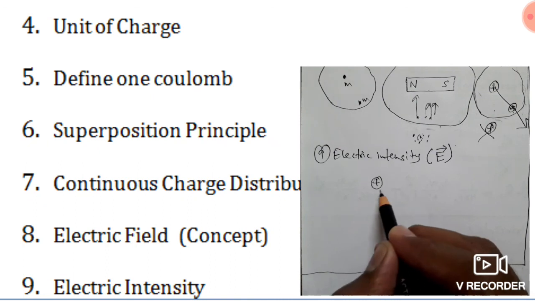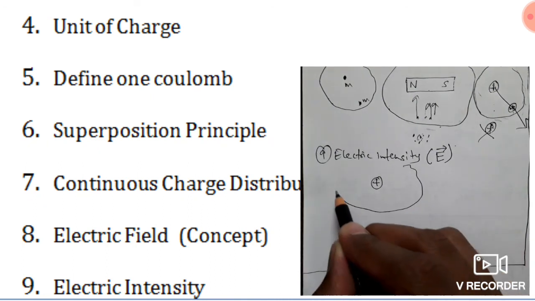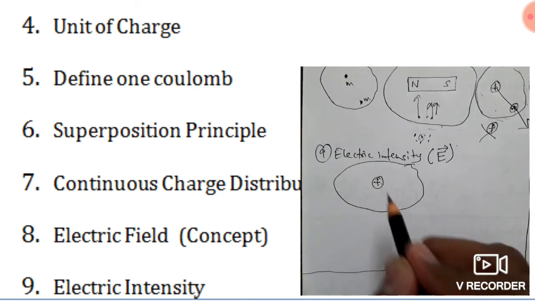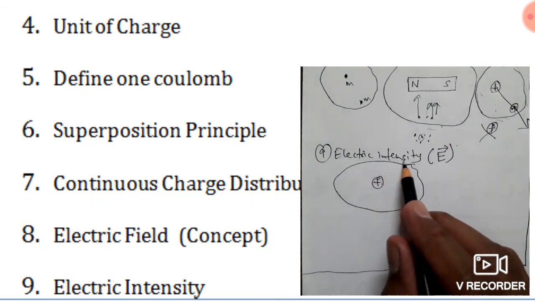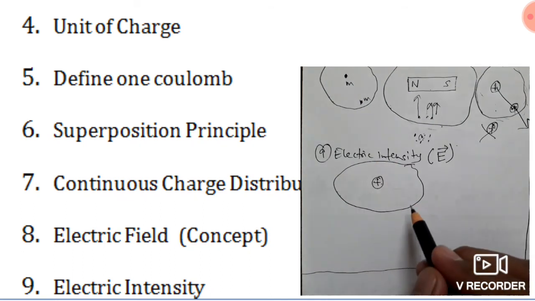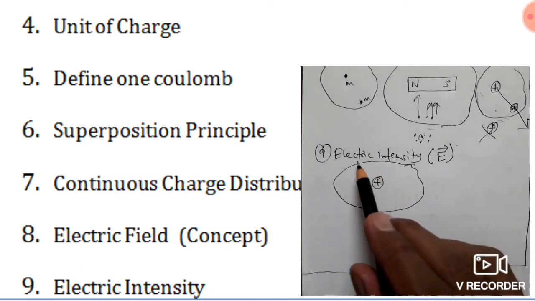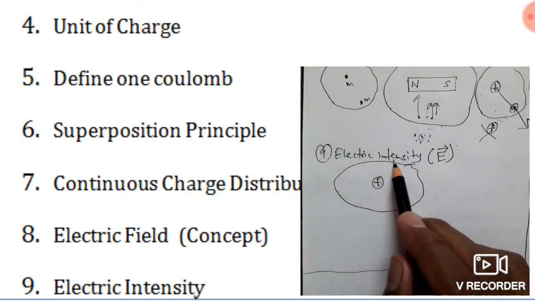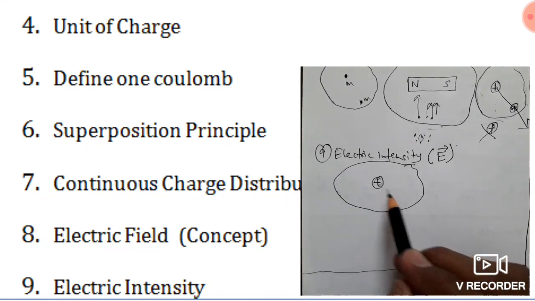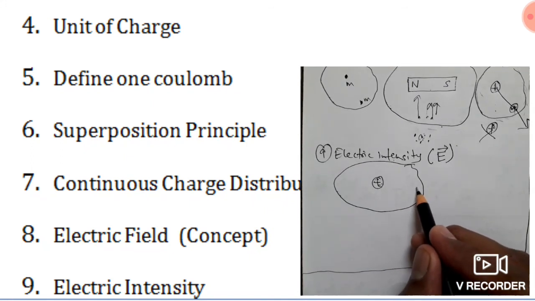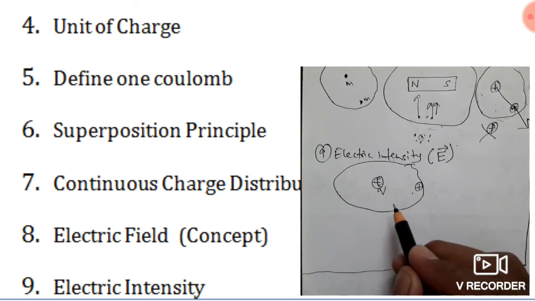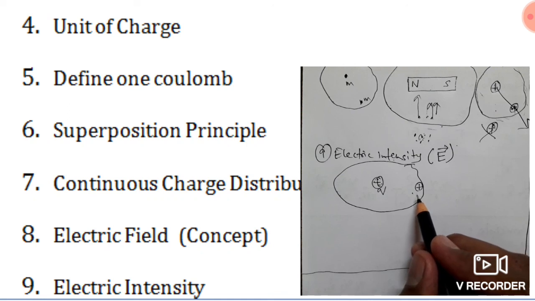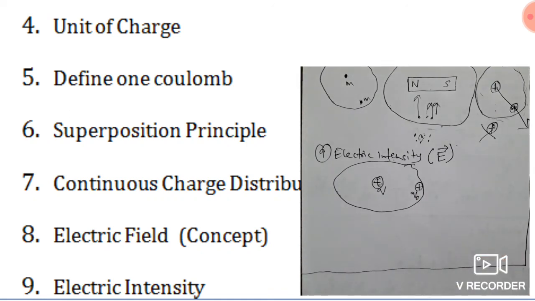If we consider a charge, there will be an electric field due to this charge. So this is the source charge. This source charge generates an electric field. So to determine the electric intensity of this charge, we have to bring another charge. Let us consider this charge to be Q and the test charge be Q naught.